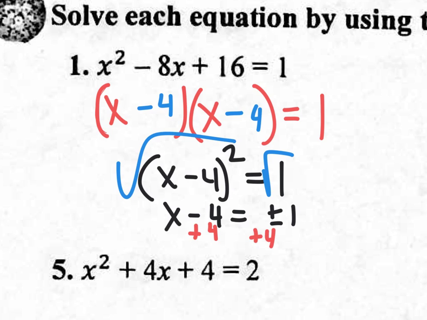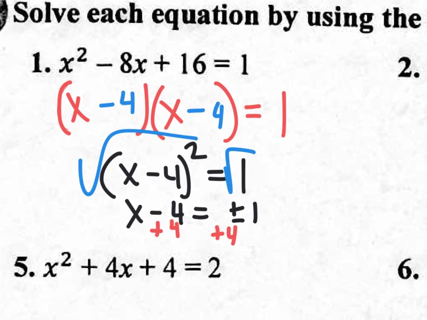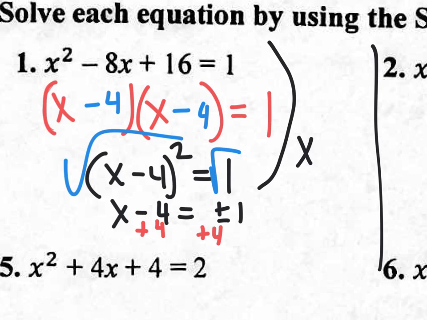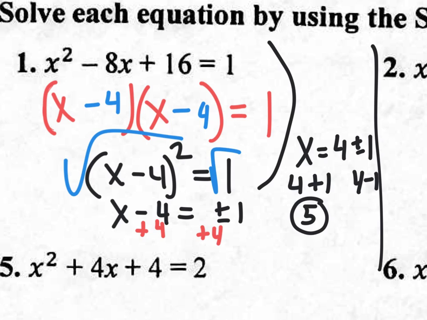So you're going to have to rewrite it and think of both situations, 4 plus 1, 4 minus 1. So let me rewrite it. So right here we have x equals 4 plus or minus 1. That means 4 plus 1 and 4 minus 1. So 4 plus 1 is 5, that's an answer. 4 minus 1 is 3, that's an answer. So those are your answers for number 1.